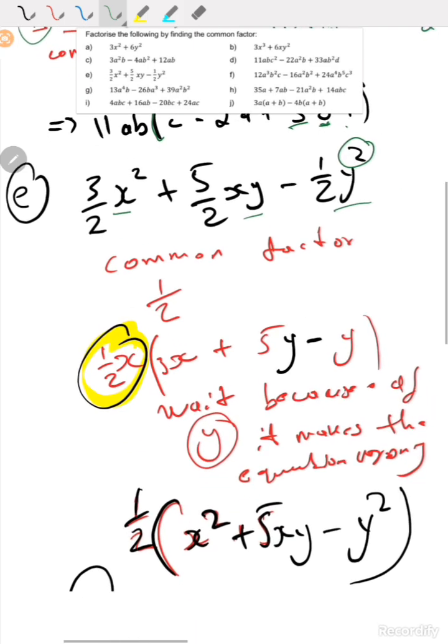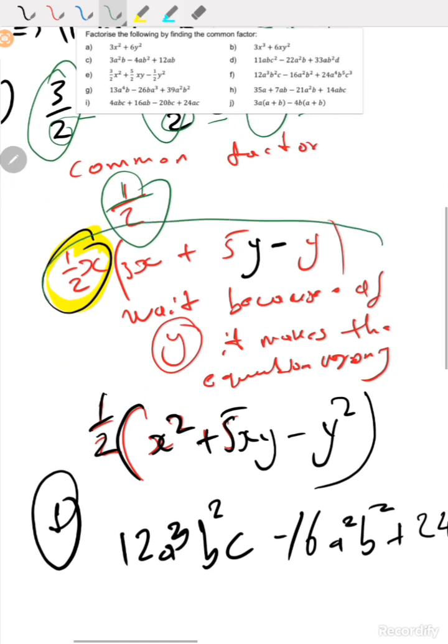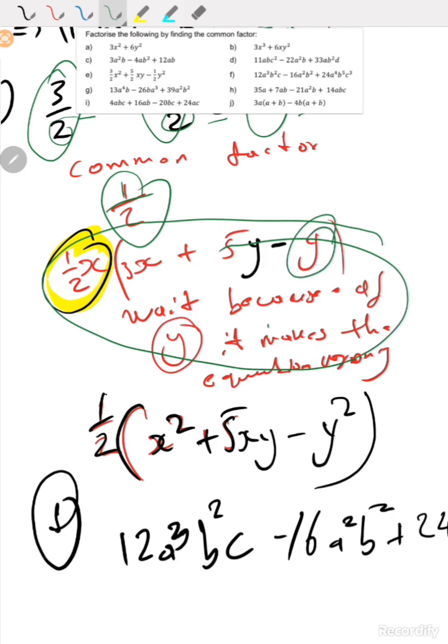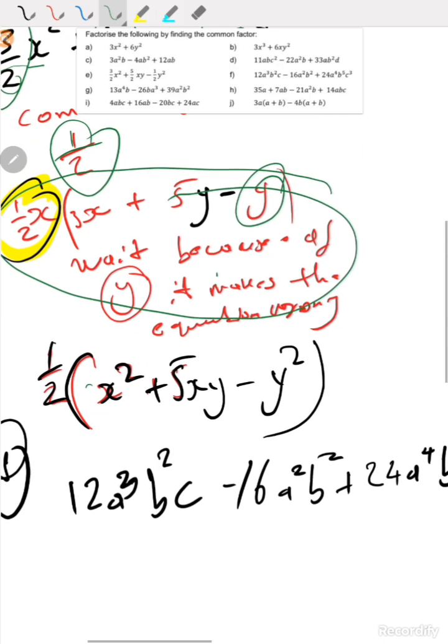So we cannot say that y or x is the common factor. Instead, here we check 3 over 2 and 5 over 2 and 1 over 2. These things are common. Since we have common denominators, our common factor is 1 over 2. So here, this was just a mistake. You cannot do it like this because of the y there. So you have to say 1 over 2 open bracket, therefore you have to say x squared plus 5xy minus y squared.